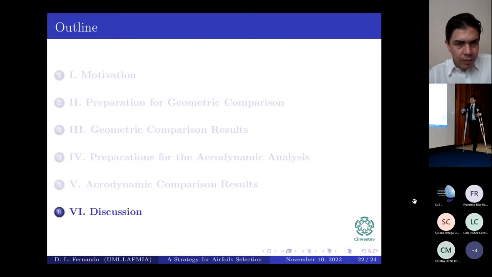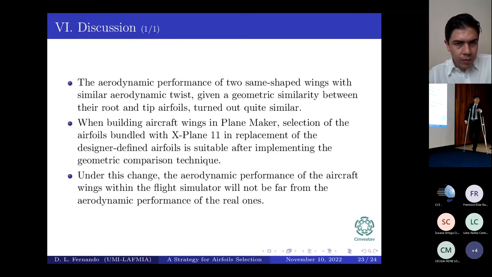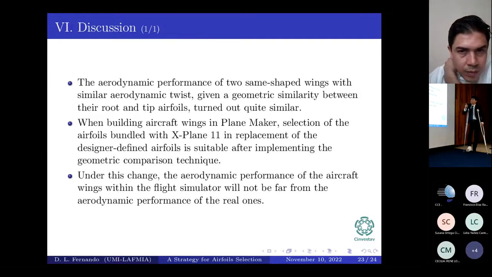So with this, we can get to a discussion where we can clearly see that the aerodynamic performance of two same shaped wings with similar aerodynamic twist, given a geometric similarity between their root and tip airfoils, turned out quite similar. Therefore, when building aircraft wings in PlaneMaker, selection of the airfoils bundled with the X-Plane 11 flight simulator, in replacement of the designer's own airfoils, is suitable after implementing the geometric comparison technique.